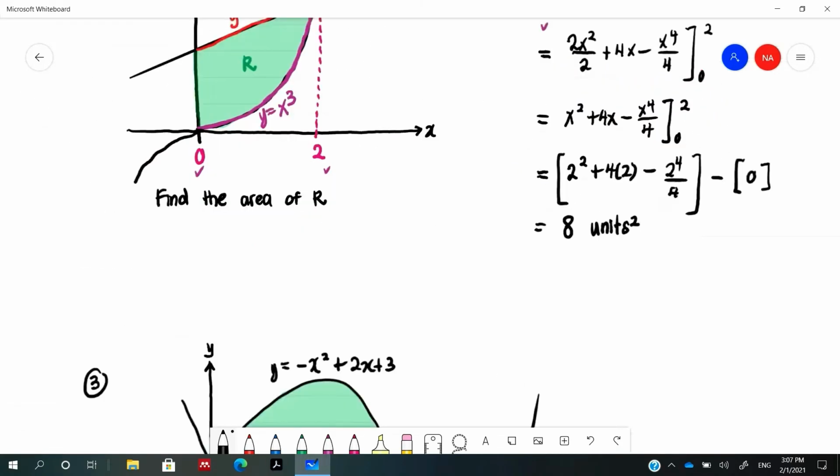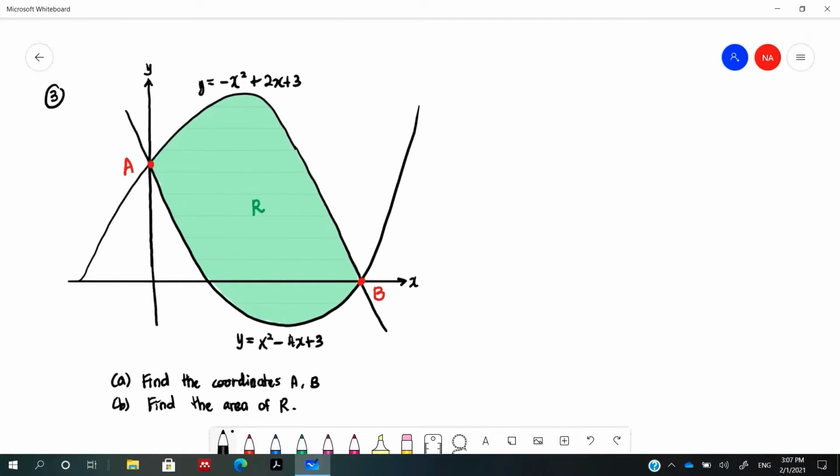All right, so next, last question here, we have this function. So to find the coordinates for a and b, there are many methods of solving this. Firstly, the easiest one is to note that a is on the y axis. So when you have a point on the y-axis, meaning to say that the x is actually 0. So when x is 0, you substitute into this function, you will get 3. Right, so at a, x is equal to 0, so y will be equal to 0 squared minus 4 multiplied with 0 plus 3, so it will be 3. So a is actually (0, 3).